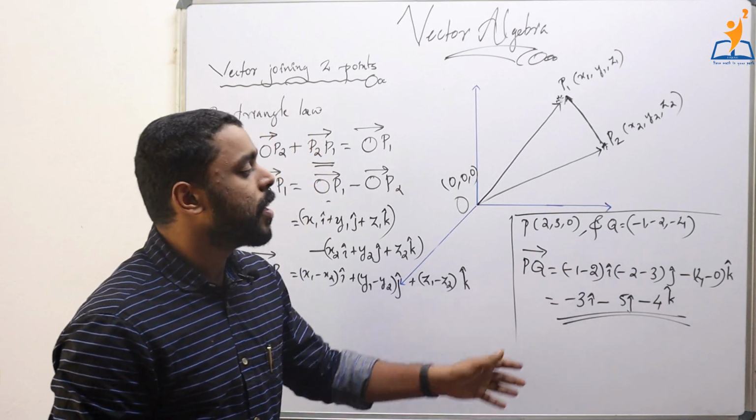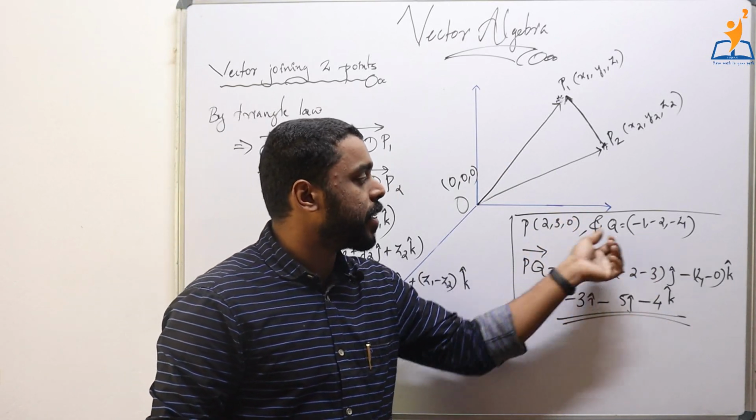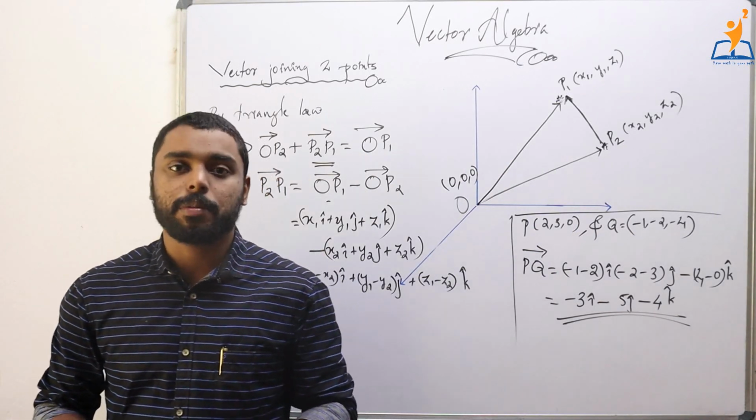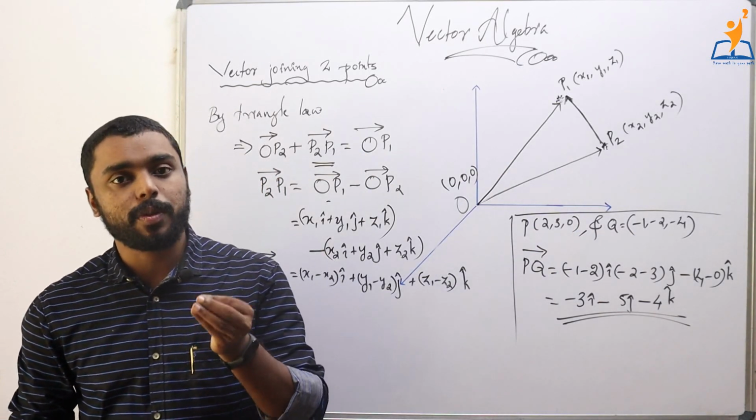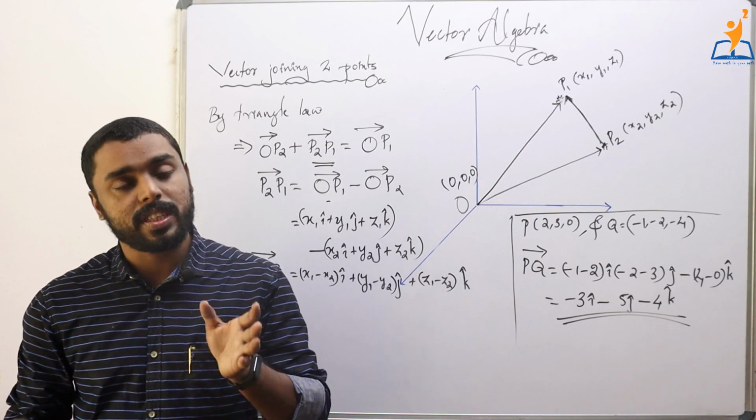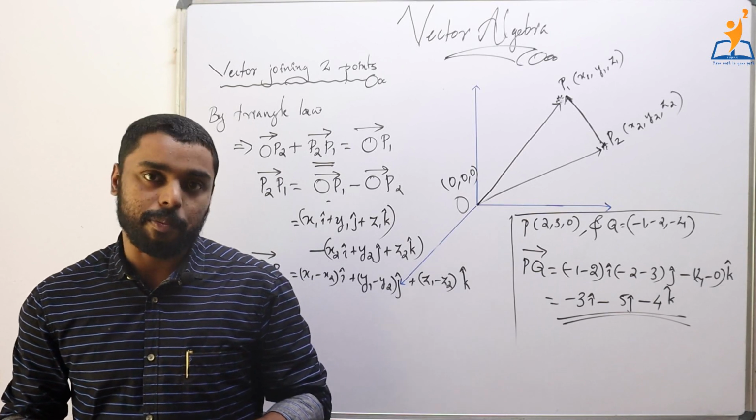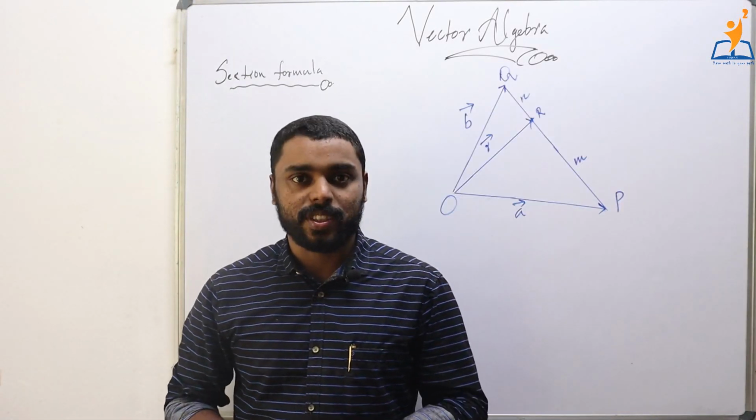What we have to do is always find the difference between the respective components. So always remember that in order to find the vector connecting any 2 points, it is very easy. We just find the difference between the respective components. So we shall move to the next concept.